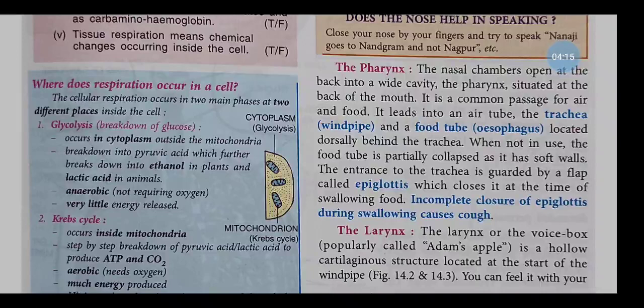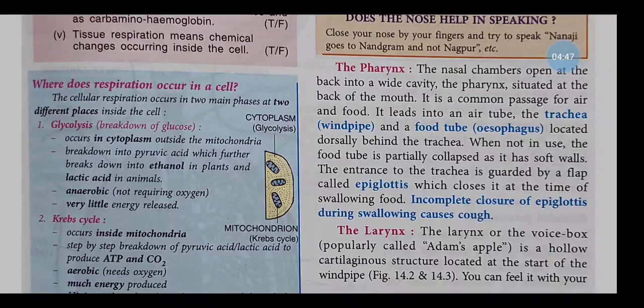The nasal chamber opens at the back into a wide cavity called the pharynx, which is situated at the back of the mouth. It is the common passage for air and food. It leads into the air tube, the trachea, and the food tube. The food tube is known as the esophagus, located dorsally behind the trachea. When not in use, the food tube is partially collapsed, right? Because it has a soft wall.